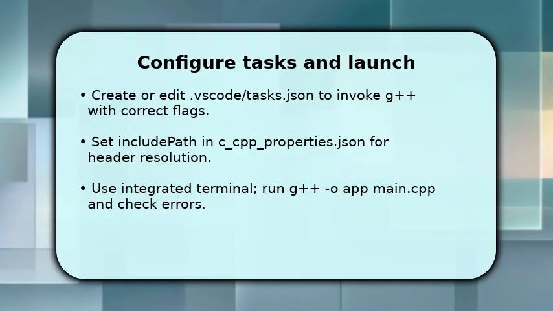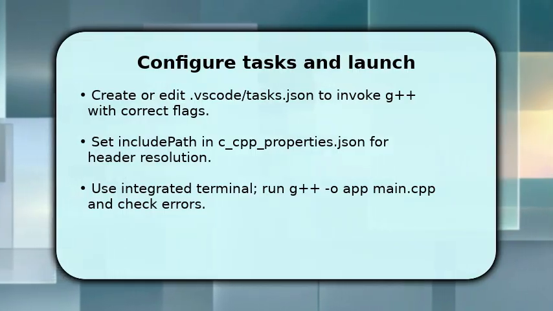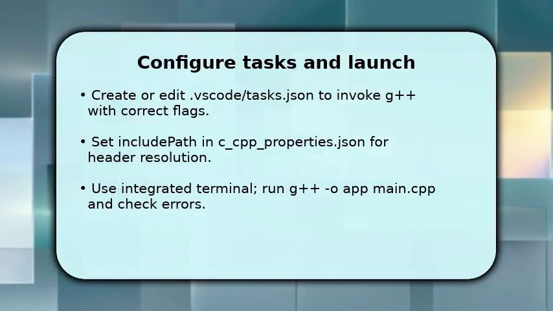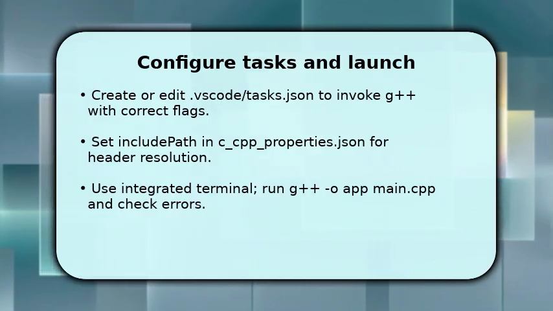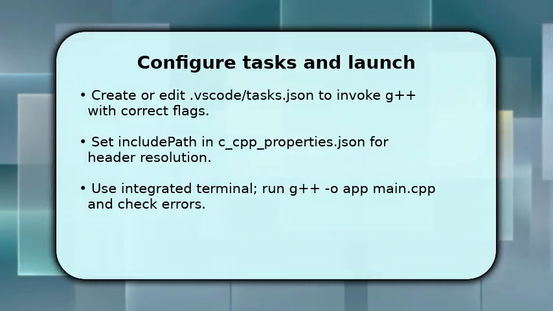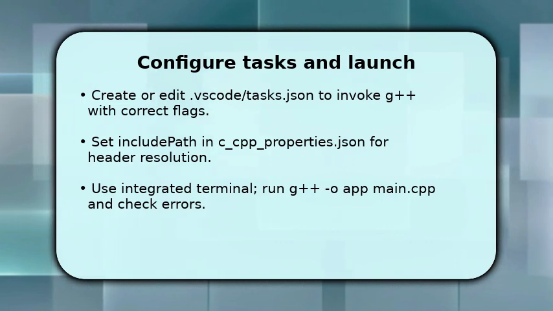Make sure c_cpp_properties.json lists your compiler path and include path so IntelliSense stops flagging headers. Use the integrated terminal to run the same g++ command manually, if it works there, but not via the task.